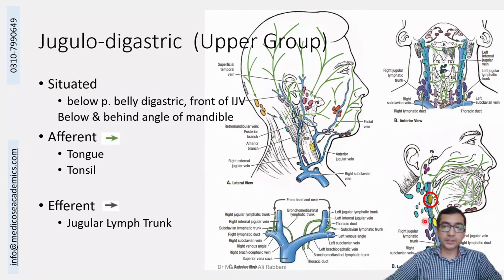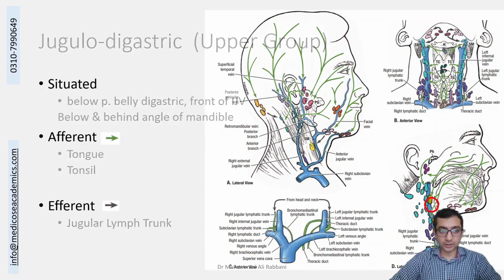So the jugulo-digastric node is present in the upper group. It is below the posterior belly of digastric, in front of the internal jugular vein, and behind the angle of the mandible, right somewhere here. It is the one that is draining the posterior aspect of the tongue and tonsils. So it is very important in the tongue.